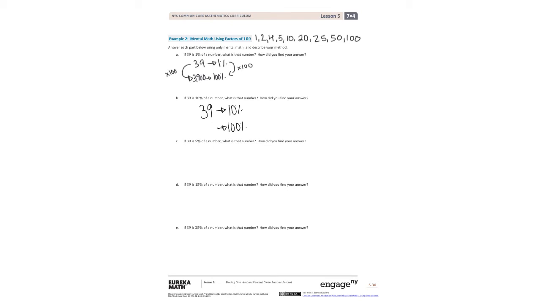10 times 10 is going to give us 100. So what we do to one side, we do to the other. So now 39 times 10 is going to give us 390. And so now we know that 390 is 100% when 39 is 10%.